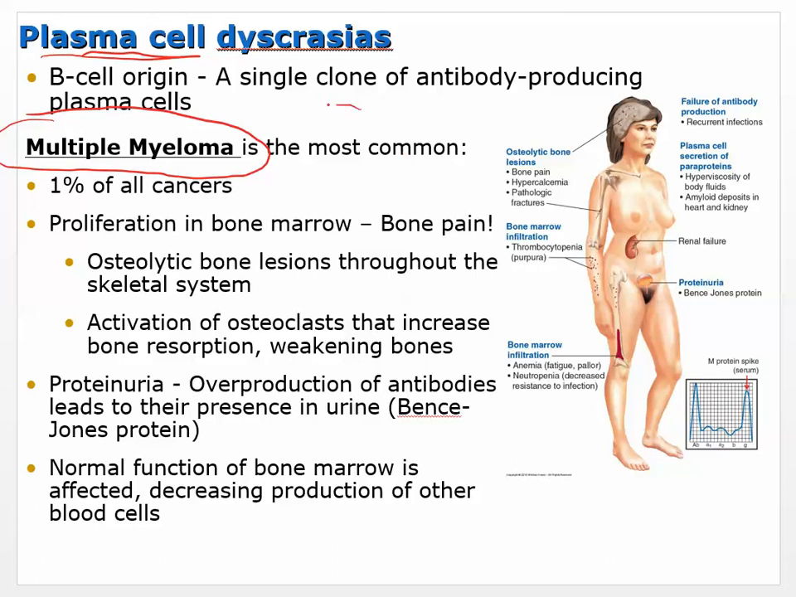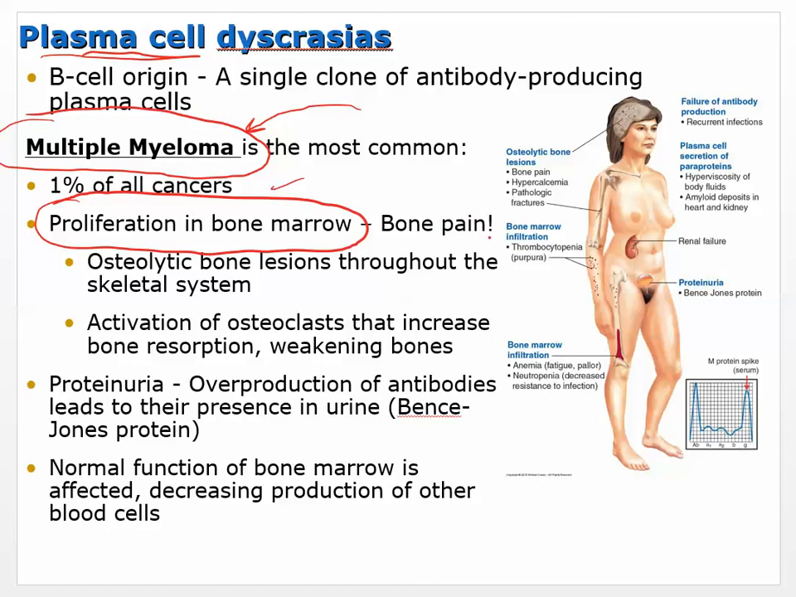So multiple myeloma, you'll hear about this. There are people that, especially in the news, I hear about it a lot. People who have been diagnosed with multiple myeloma, among other things. But it's about 1% of all cancers. Proliferation in bone marrow. So since it's affecting B cells, and B cells are produced and mature in bone marrow, you'll see an increase in bone marrow pressure, which pushes out on the bone, causing the bone pain.